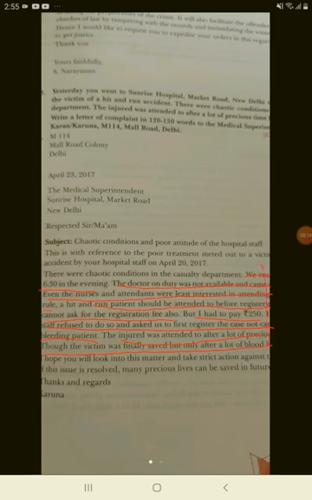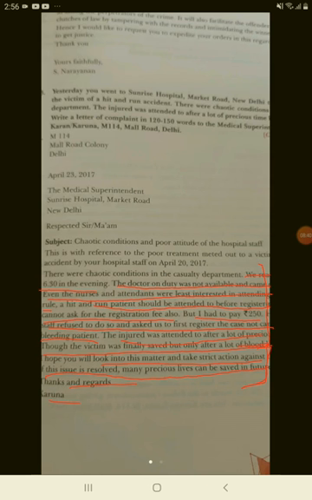Then he says, I hope you will look into this matter and take strict action. Once this issue is resolved, many precious lives can be saved. So here he is giving an appeal in the last paragraph and then thanks and regards, Karuna. So that's the closing of the letter. So this is a solved example for you through which you can understand how a letter of complaint is to be made.